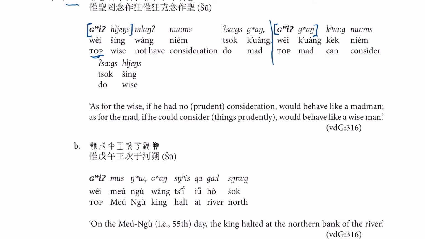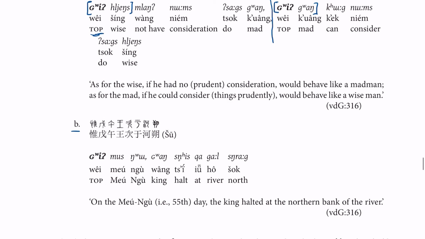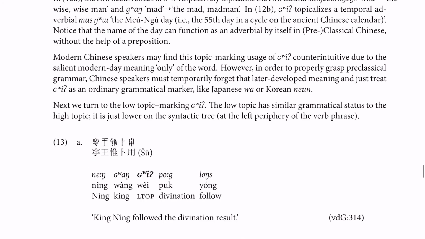Now let's turn to the sentence in 12b. Gui mu snu, guang snis ka gal snrag. In this case, what is fronted as a topic is not a subject or even an argument of the verb. It is an adverbial instead. It is the temporal adverbial mus gu, which is the name of a particular day on the Chinese calendar. And the sentence just says that on this day, the king halted or stopped at the northern bank of the river.